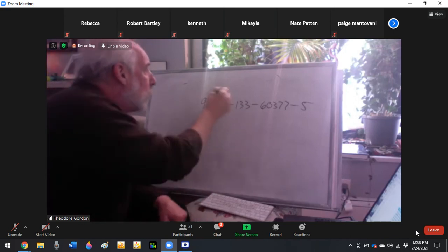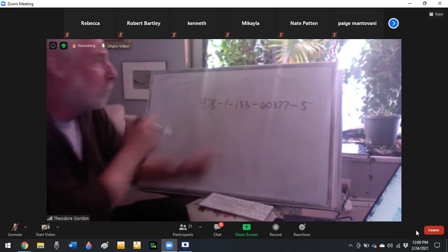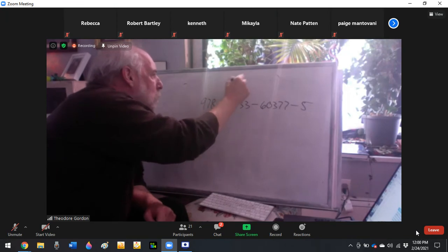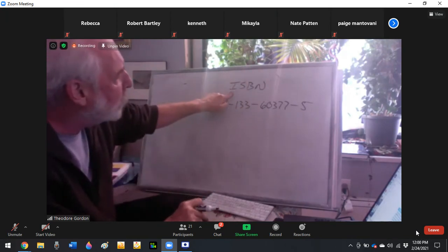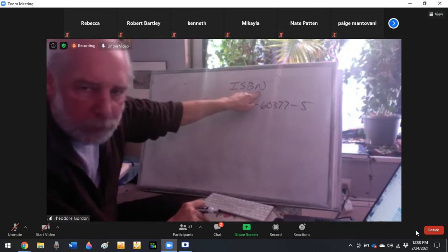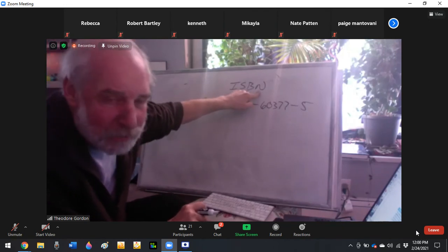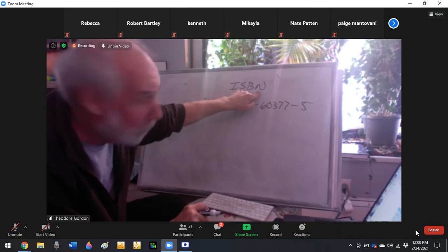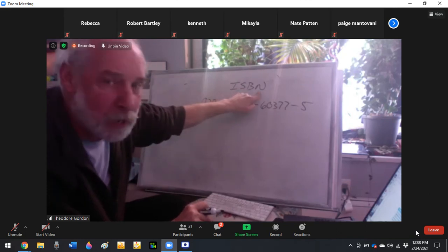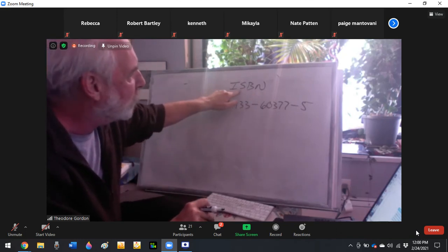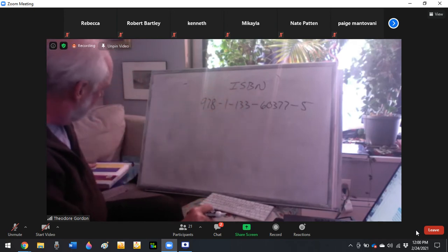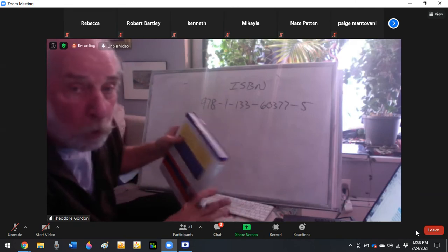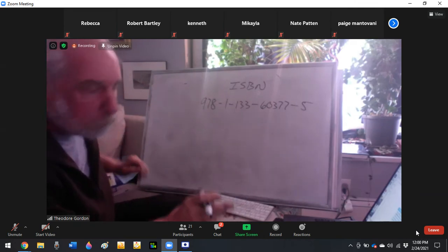Barcode. Not a barcode, but that's the ISBN for that book. International Standard Book Numbering. So you really can't say ISBN number, because that's the word number. If you say ISBN number, you're saying International Standard Book number. This identifies this book uniquely from all the other books in the world.